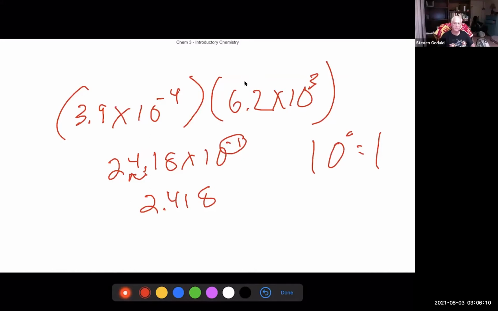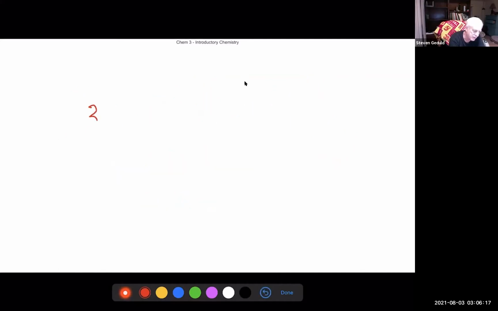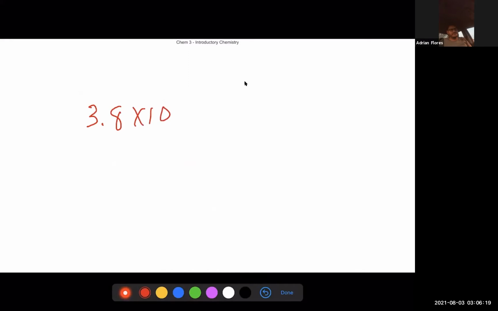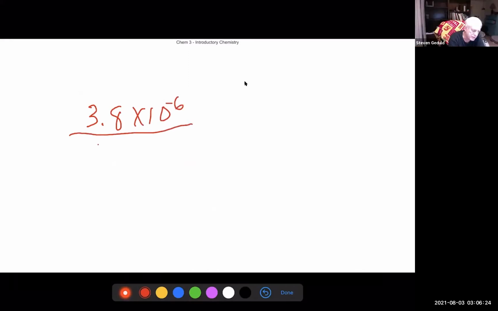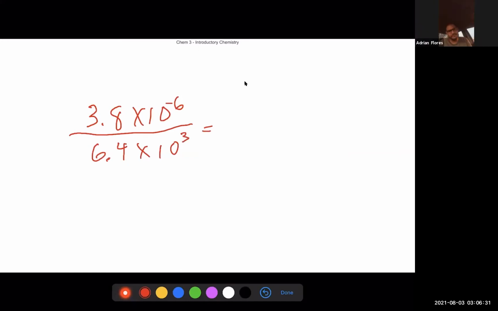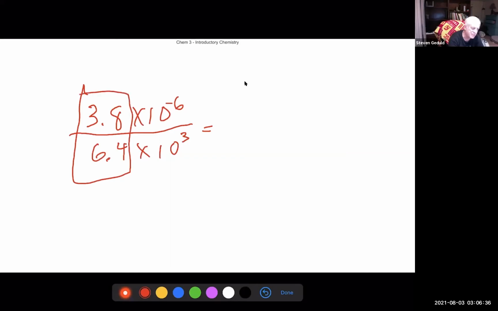So it's 2.418. Now, if you divide by numbers, let's do some division. 3.8 times 10 to the negative 6 divided by, let's say, 6.4 times 10 to the third. So you work these numbers the same way. And with an exponent, if you bring this up, you change the sign. Whenever you bring it up, just change the sign.